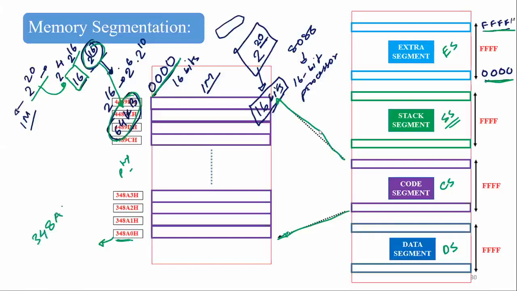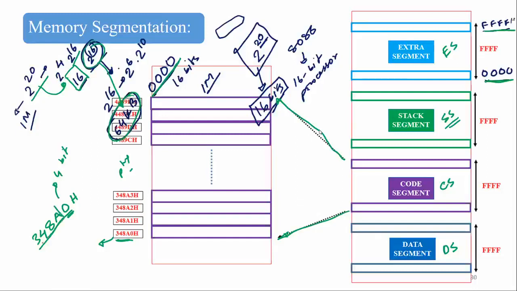3488A. Yes, 0. And there is a 0 there. So in every start of any segment, this last bit will be 0. That means in the last 4 bits of the 20 bits of a physical address, the last 4 bits will be 0, of every segment.